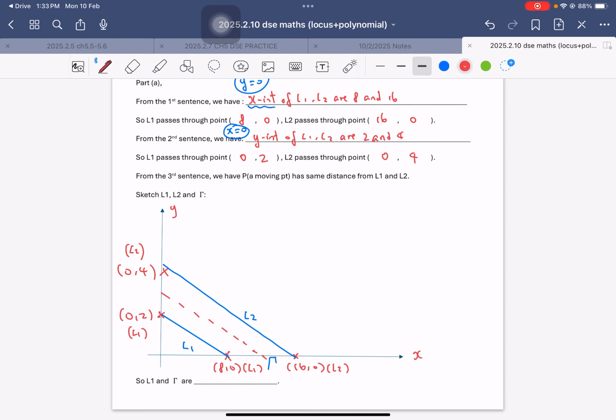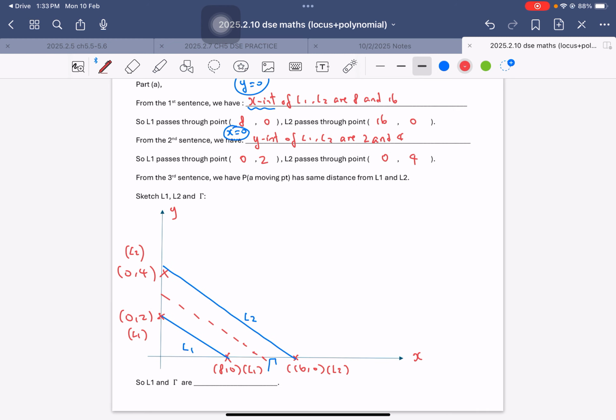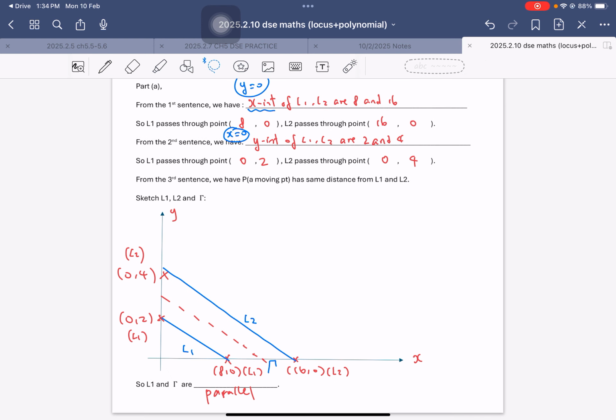So now we can say that the L1 and the torque are actually parallel. Until this part, is this okay?